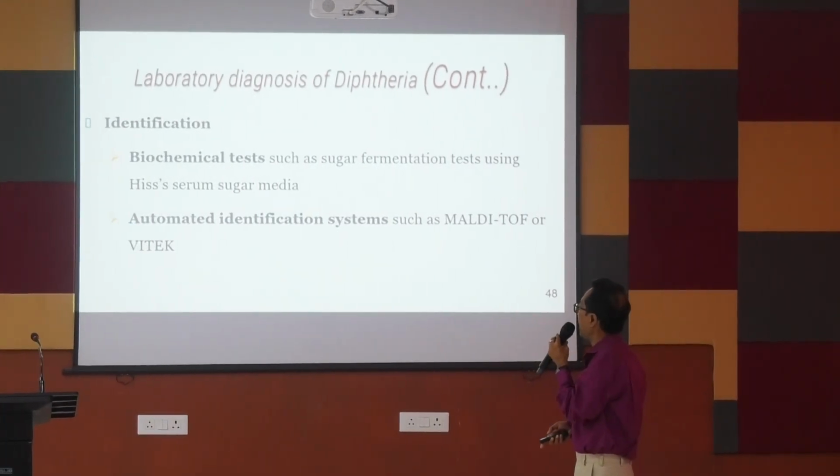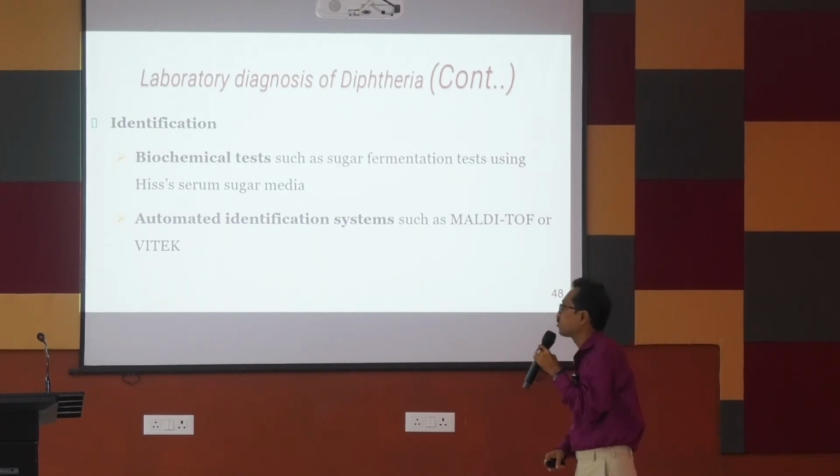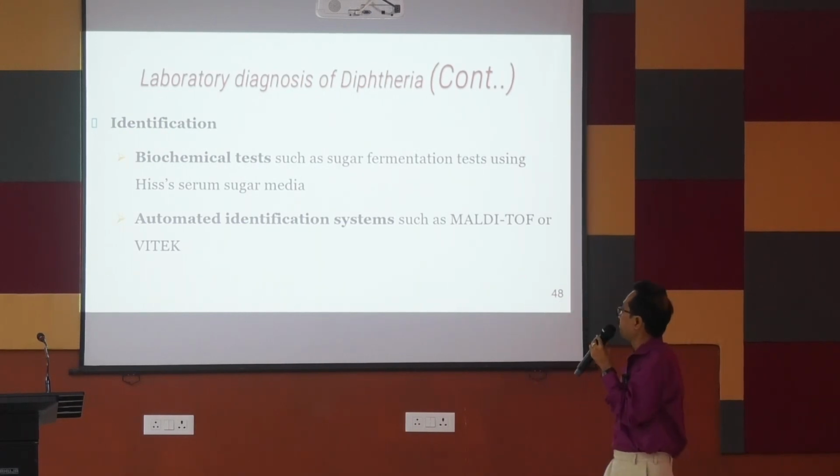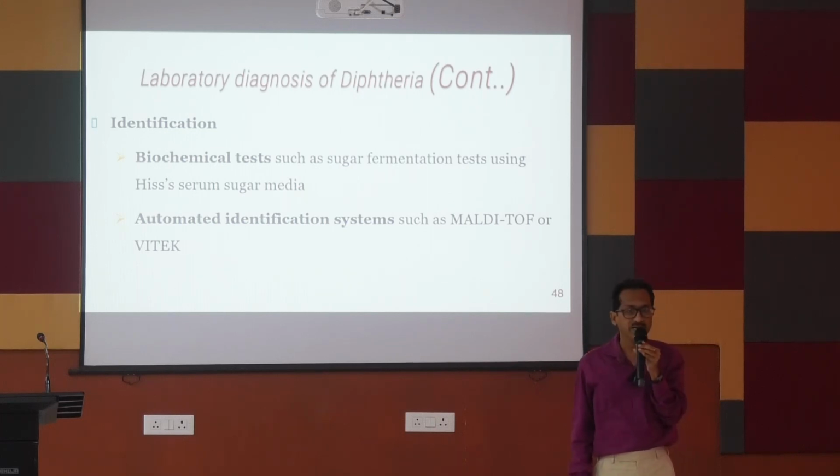Biochemical tests include sugar fermentation, by Hiss serum sugar media. Sugar fermentation can be done by Hiss serum sugar media and automated identification systems such as Vitek. So what is the automated identification?